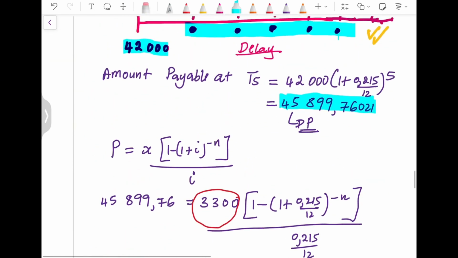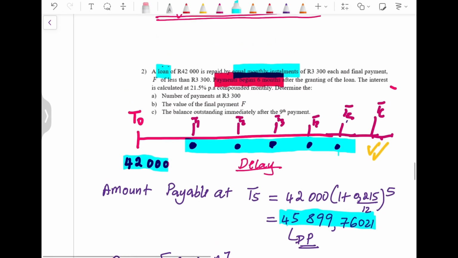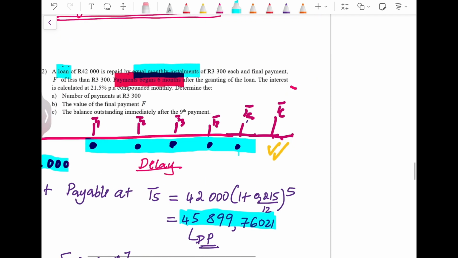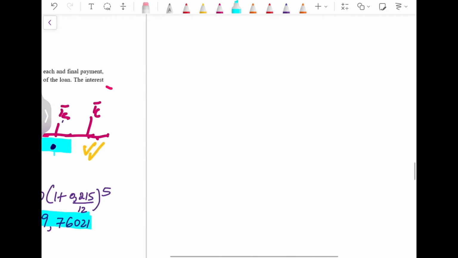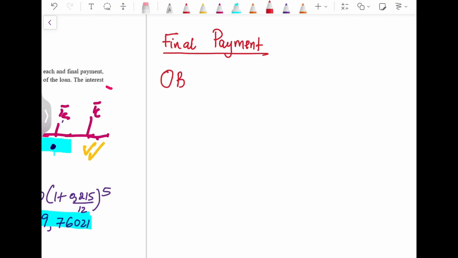Let's check question number 2. Calculate the value of the final payment. So the final payment is given by the outstanding balance after the last full payment.